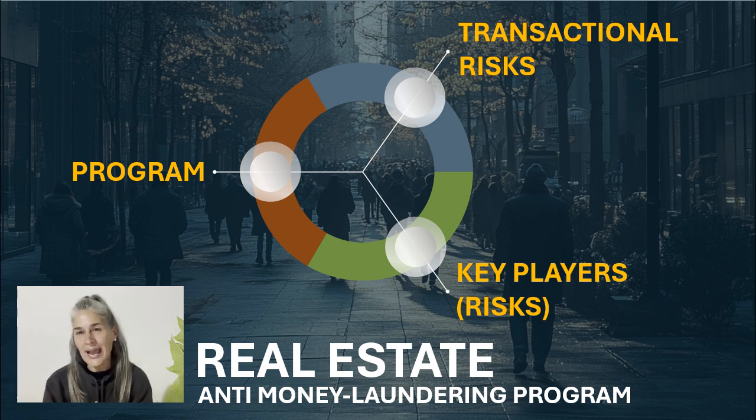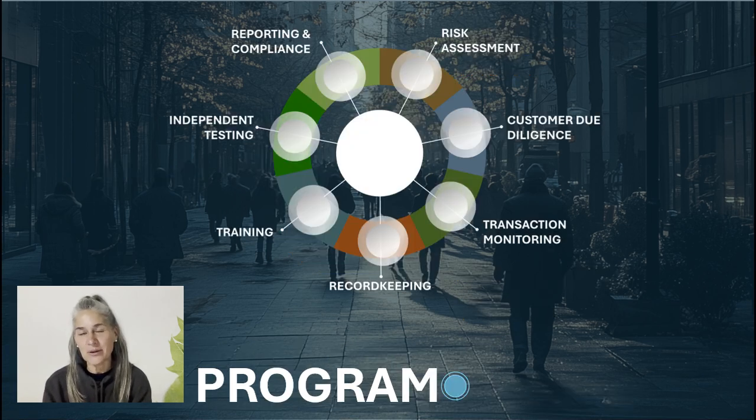We will share with you how to properly implement an anti-money laundering program for the real estate sector. This video is divided in 3 parts: the program, transactional risks, and the risks posed by key players. Within the program, we want to include the following pillars and internal controls: a risk assessment, customer due diligence, transaction monitoring, record keeping, training, independent testing or evaluation, and reporting and compliance.